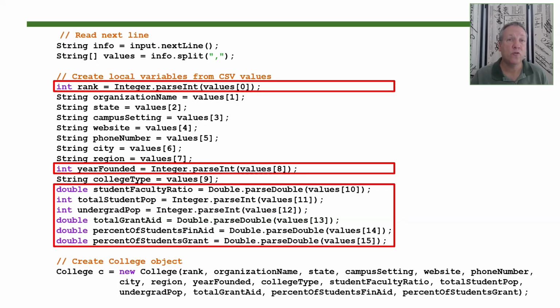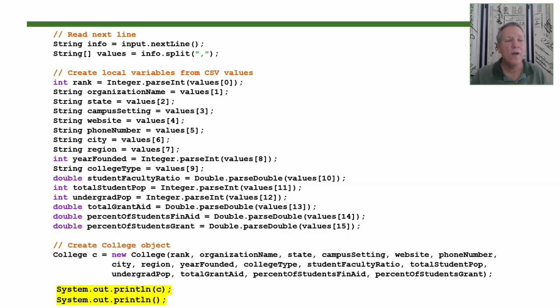I'm then going to construct a college object. And for now, let's add code so it just prints out that object. Remember, we had a toString method in the College class, so it'll print out the contents for each object, assuming that this doesn't crash. Let's try it.